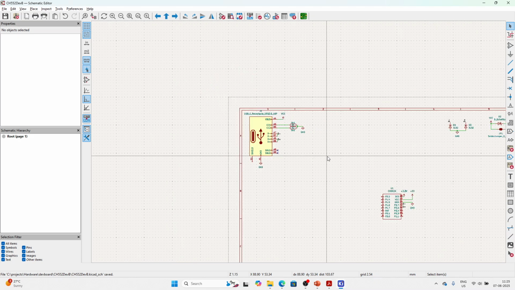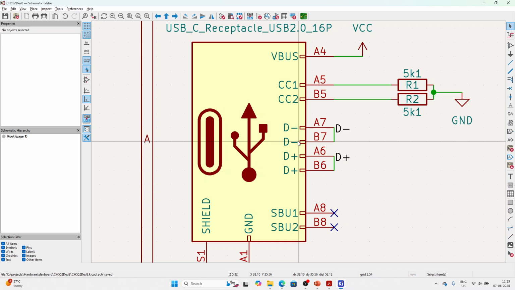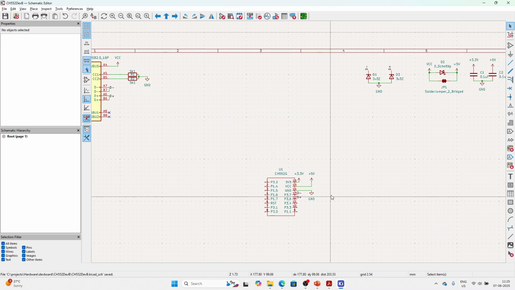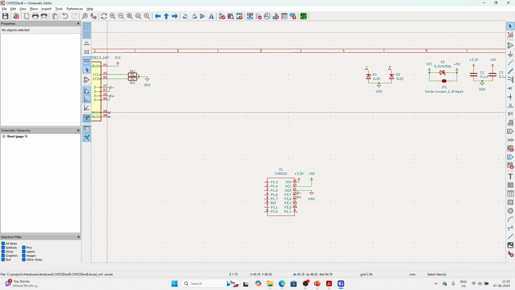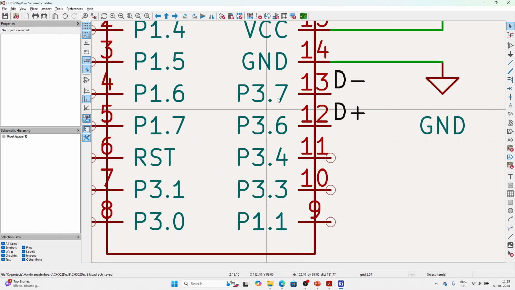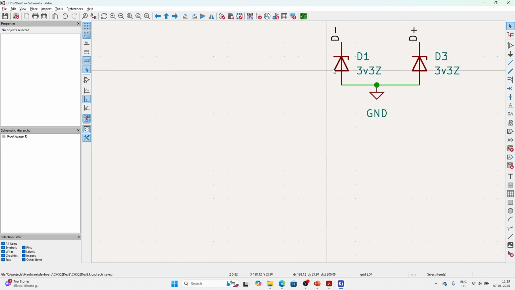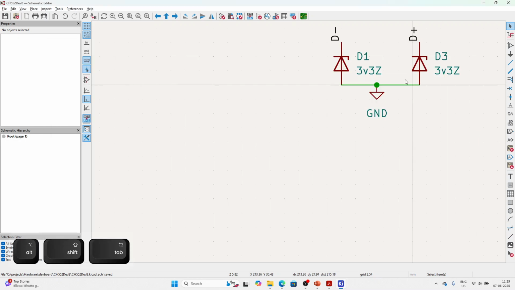So that is what we might have to do with the USB tracks. Although I have not drawn direct tracks, I have connected D minus and D plus with 3.7 and 3.6, and also with respect to these two Zeners. So that ends chapter 4.